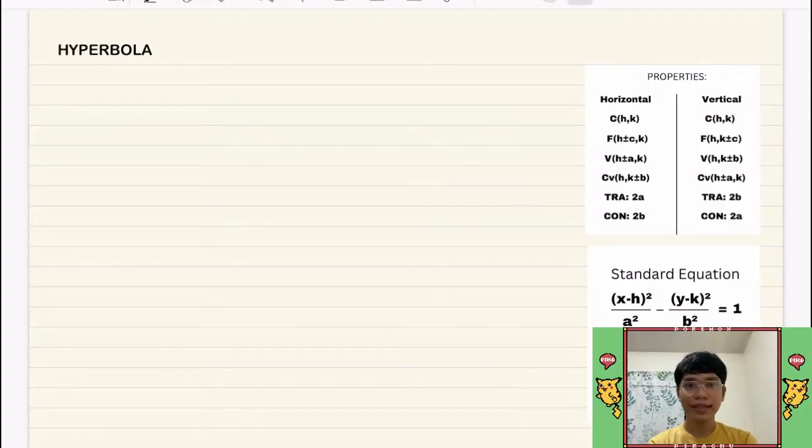So as you can see in the presentation, hyperbola is somewhat similar to ellipse. The only difference is the sign on the standard equation and how they call its properties. For hyperbola, the standard equation is subtraction. Its properties consist of axis, center, foci, vertices, endpoints, transverse, and conjugate axis. So now that we identified the properties and equations in hyperbola, let us now proceed to the given examples.